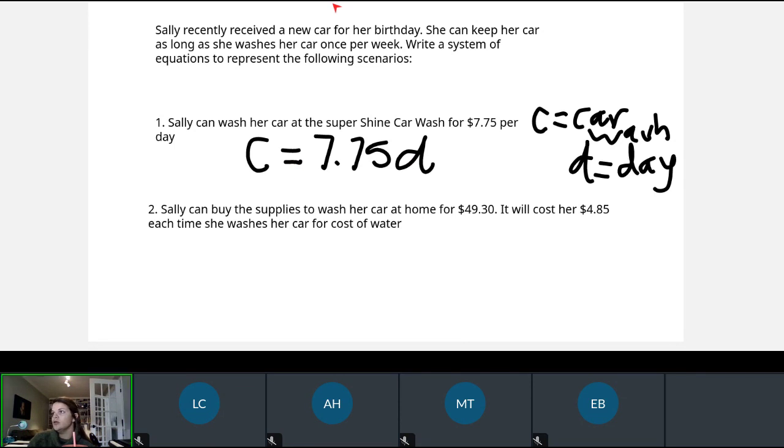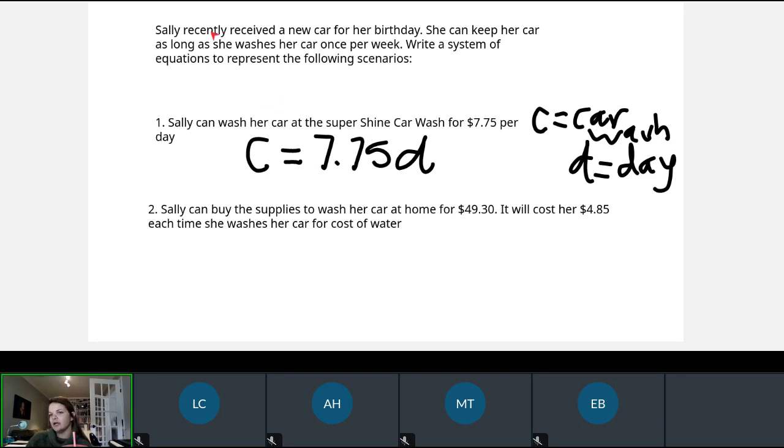All right, so when you have written your equation for number 1, give me a green check. So, Liv, what's your first letter? So day, my D, I used because that's what changes. I'm going to change the number of days I go to the car wash. So I put that with my $7.75 because that's how much it costs per day. Every time I go, it's $7.75.